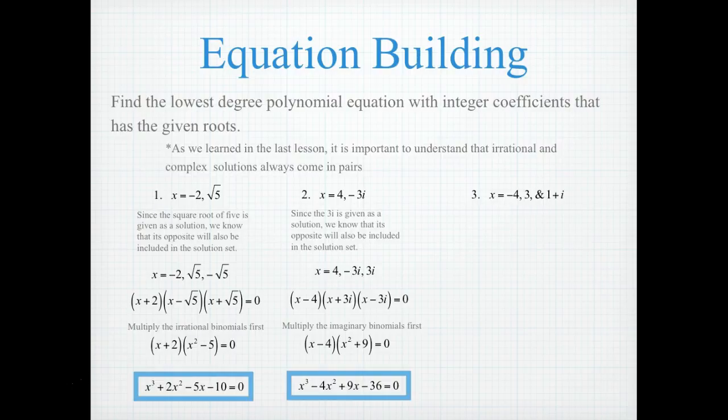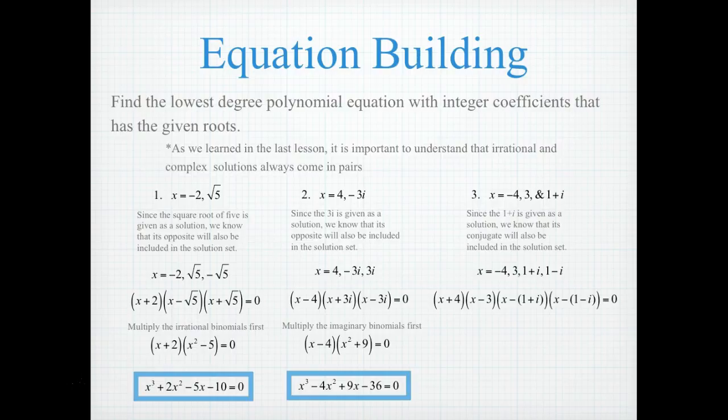And in the third example, we're given that x equals negative 4, 3, and 1 plus i. Since 1 plus i is given as a solution, we know that its conjugate will also be included in the solution set. So in addition to 1 plus i, we also have to include 1 minus i. So now the binomials that we build are going to be x plus 4, x minus 3, x minus 1 plus i, and x minus 1 minus i.